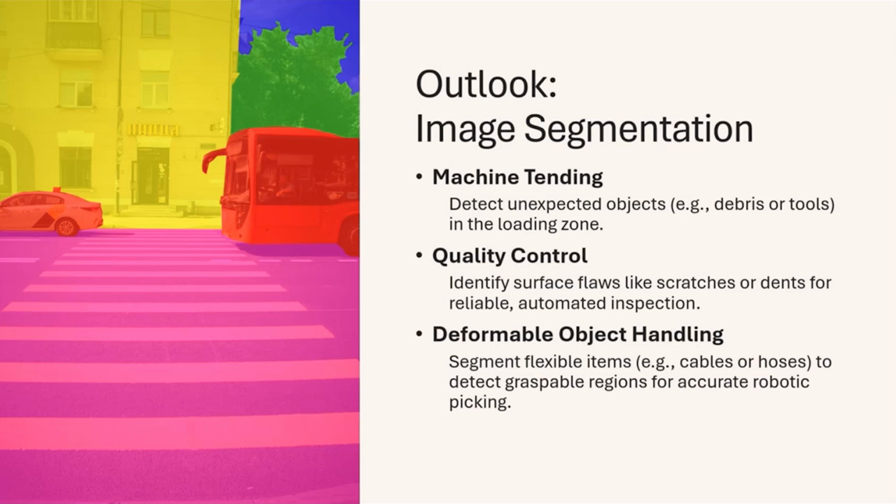In machine tending, for example, you could train a model that tells you if there's some kind of debris or unwanted object in a loading area. And a use case that's definitely not possible with simple object detection would be handling of deformable objects. For example, if you have some kind of cable or a hose that you want to interact with, this image segmentation approach can really tell you the object is there and you can grip it like this.